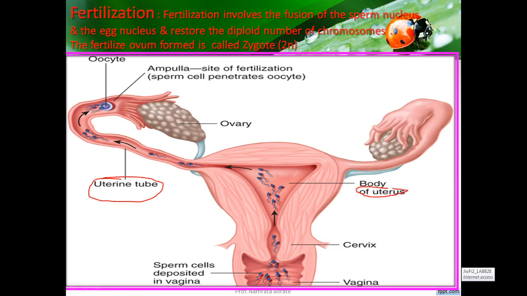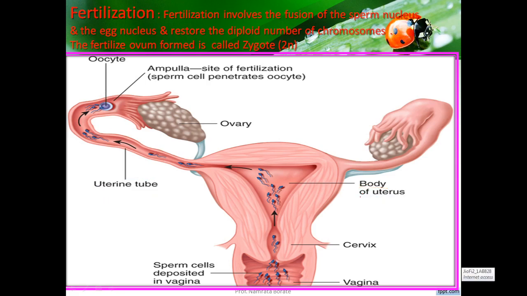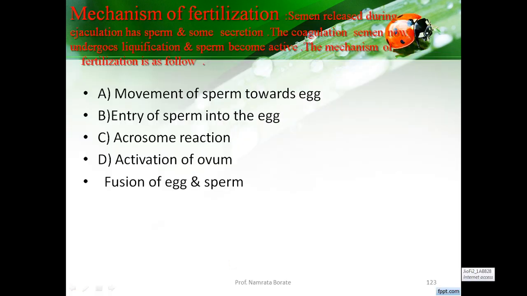Fertilization occurs through a certain mechanism. So what is the mechanism of fertilization? Semen is released during ejaculation. The ejaculate has sperm and some secretions. The coagulated semen now undergoes liquefaction and the sperm become active.